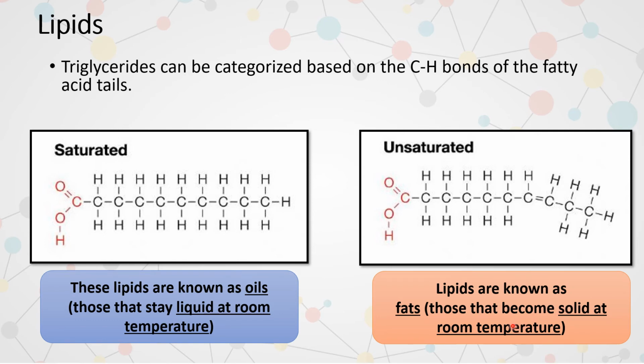So the fats, for example, the fat of a pig, they are composed of unsaturated fats because they are solid at room temperature. So they have double bonds in the carbon. Those fatty acids have double bonds in the carbon.